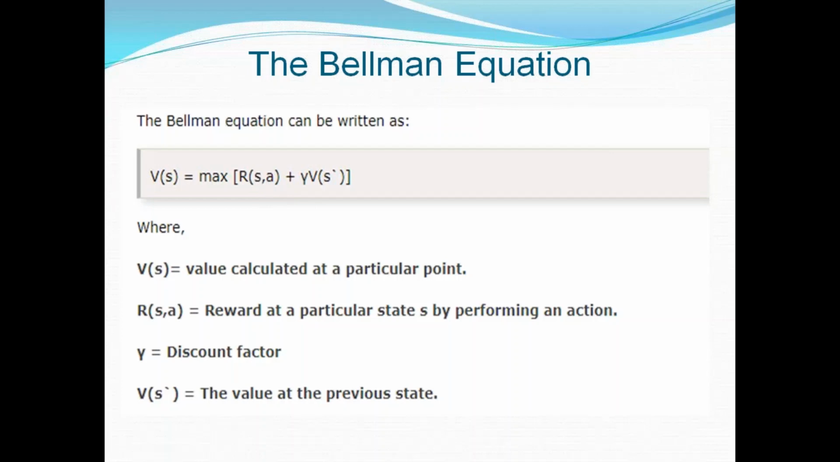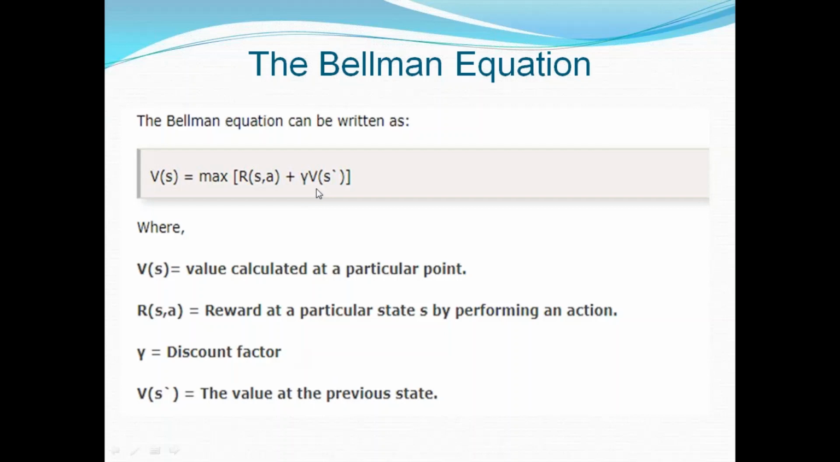There is a factor known as the discount factor, or gamma factor. I will show you later why you need this gamma factor. V of S dash is the value at the previous state, so remember this one. This was the basis for reinforcement learning. The value calculated at a particular point depends mainly on the reward at a particular state by performing that action, and the value previously.